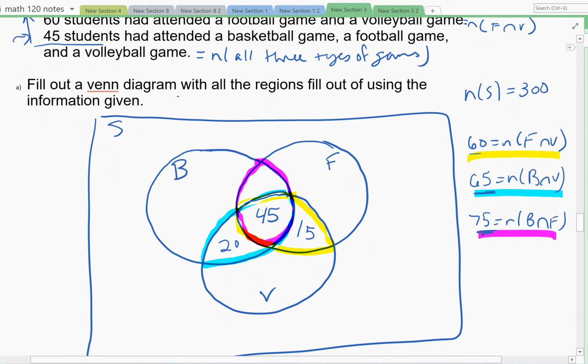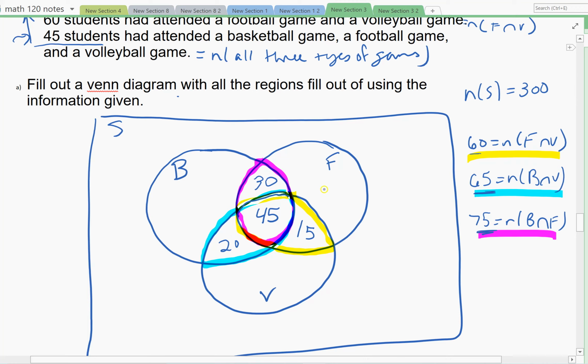75 people did, but we've already counted 45. So I need to take 45, subtract it away from 75, and that's how many only attended basketball and football and not volleyball. Well, that's 30, right? That's my 75. 30 of them attended football and basketball but not volleyball. 45 attended all three. All right, now I'm ready to do the onlys.